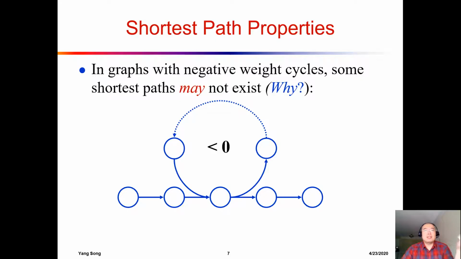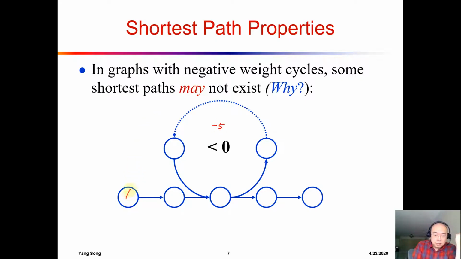Okay, and for the shortest path, there is one thing we do have to be careful about. In a graph with negative weight cycles, some shortest paths may not exist. So if we assume that in this circle, the total weight is a negative value, let me say -5, to make the discussion easier.